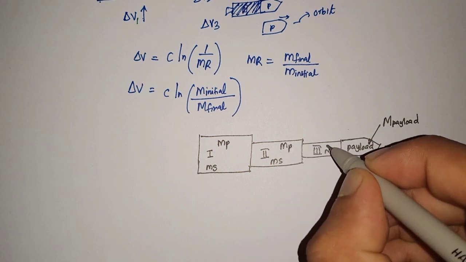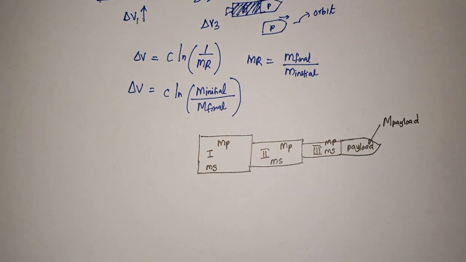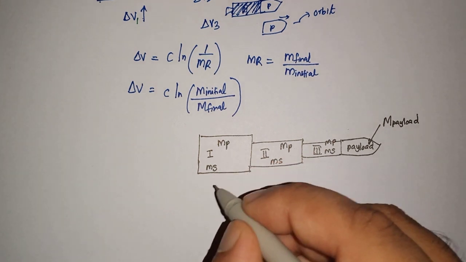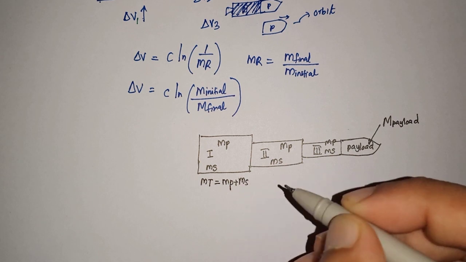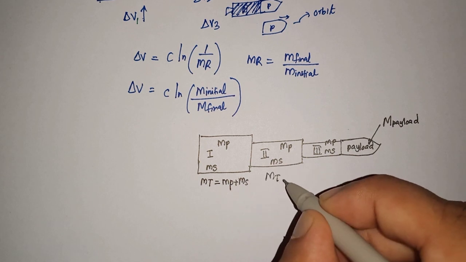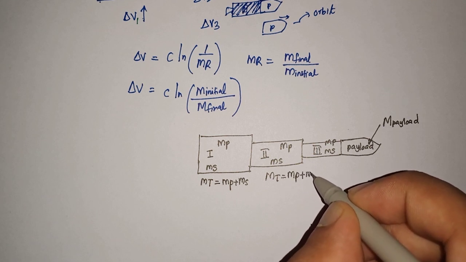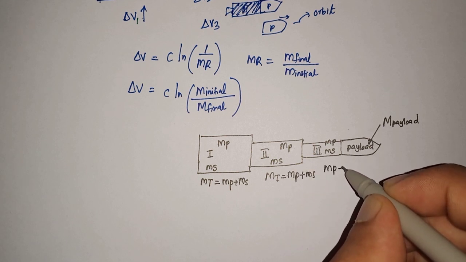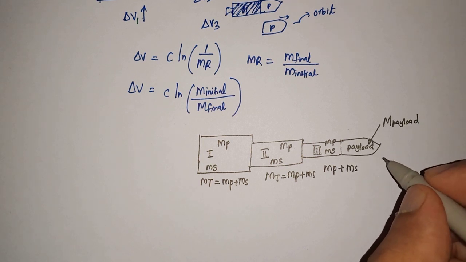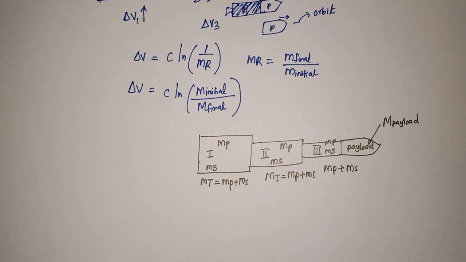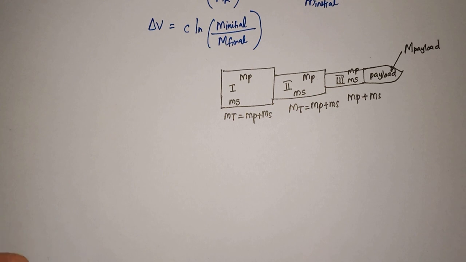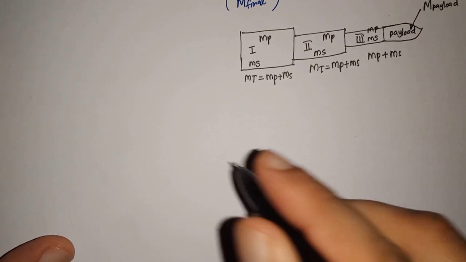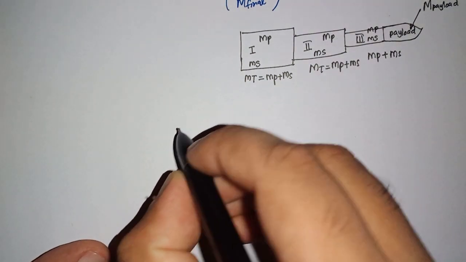So the total mass in the first stage is going to be the sum of the mass of the propellant plus the mass of the structure, and the total mass in the second stage is going to be the mass of the propellant plus the mass of the structure, and here it is again the mass of the propellant plus the mass of the structure, and ultimately we have the mass of the payload. Now my intention is to find out what is the velocity gain when the first stage is getting wiped away. So in that condition, we go with a small concept here. Now we need to find the delta V1.